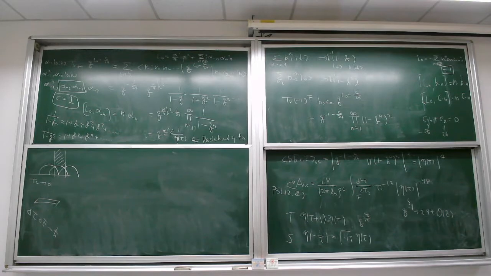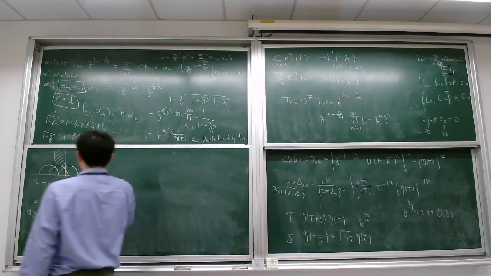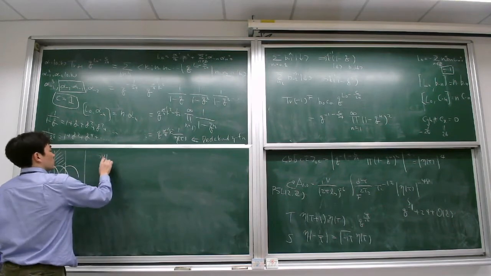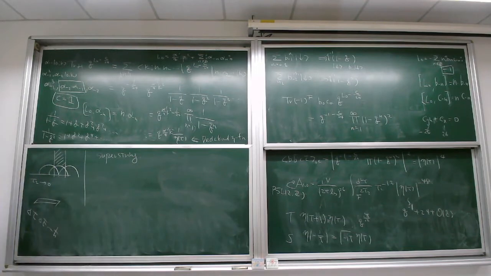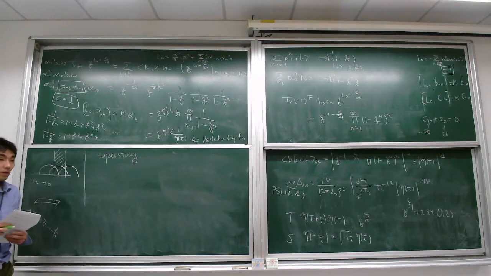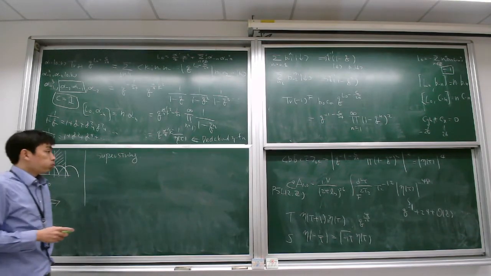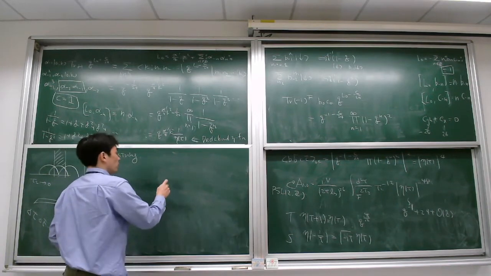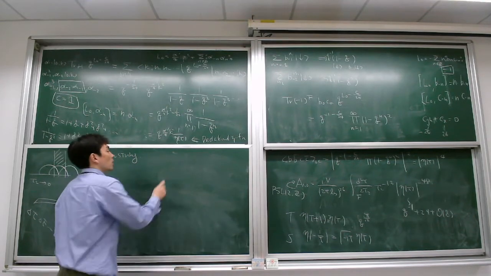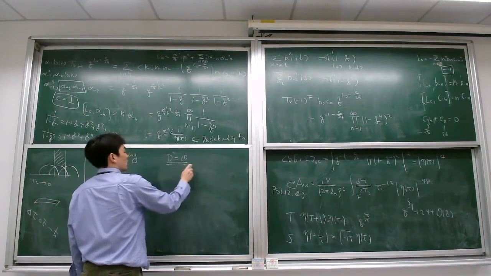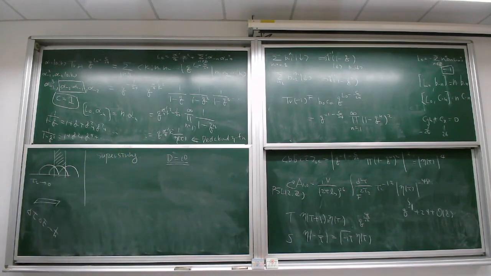Now we'll move on to superstring. So far we have only the bosonic degrees of freedom, but now we include fermions. And if you include fermions, the bosonic string has 26 as the critical dimension, and now the superstring is only consistent when D equals 10. That's what you're going to see.